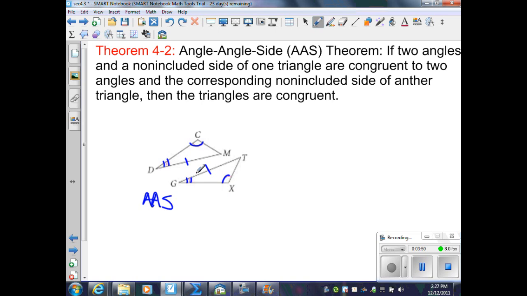I could still create a congruent statement, which would be triangle, and I'm going to start with the double arc to a single arc, so DCM is congruent to triangle, and following the same format as double, single to no arc, double would be G, single X, T.